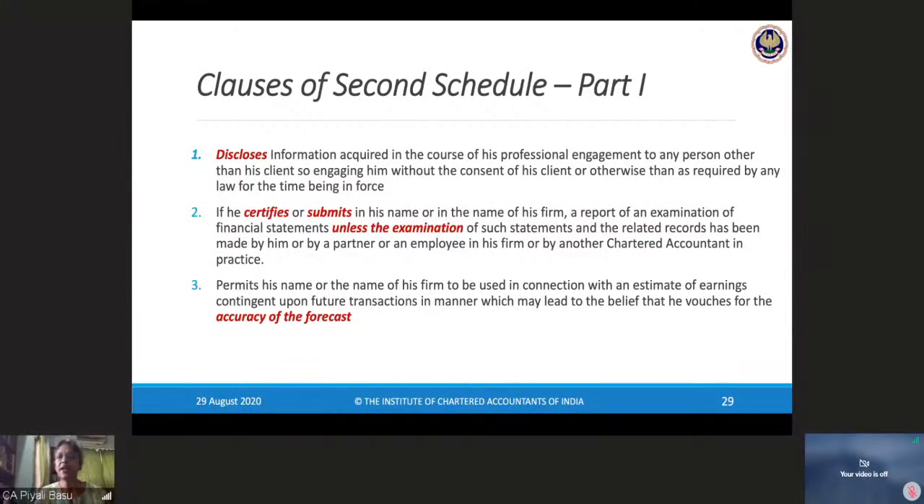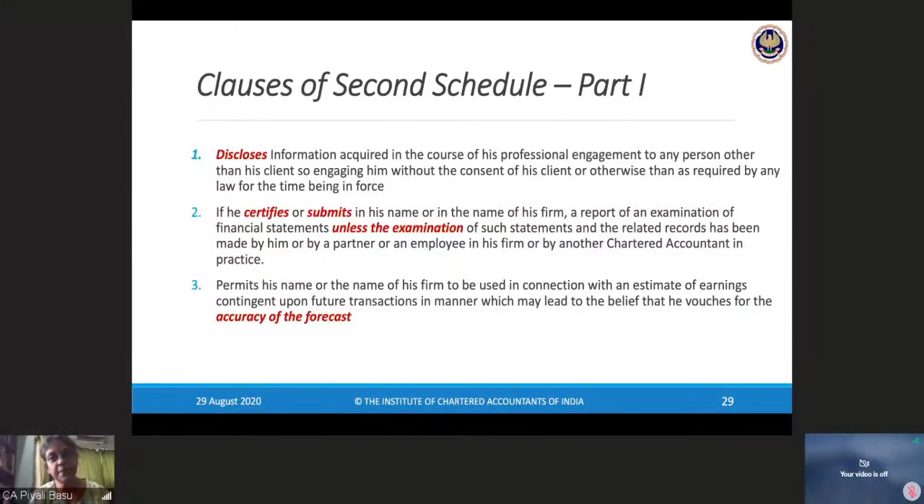Now, who can give the consent? In the case of a company, the board of directors can give consent. If the board has empowered the managing director, he can give the consent to the auditor to disclose certain information. Or if no such power is given to the managing director, a resolution has to be passed in the board for giving such consent.